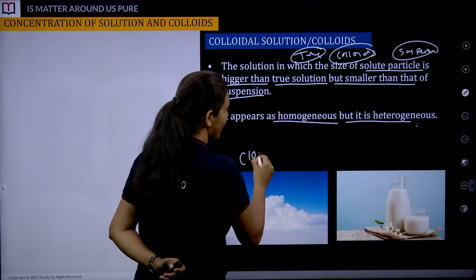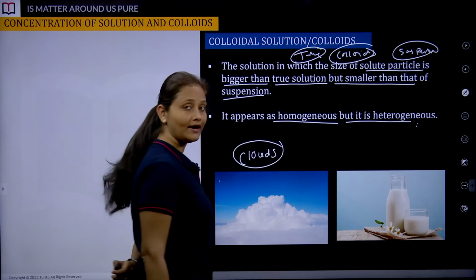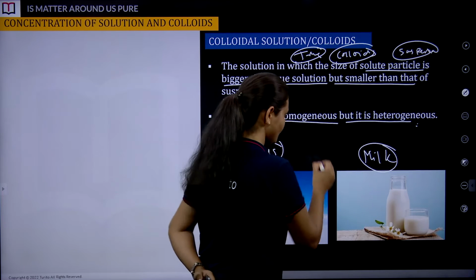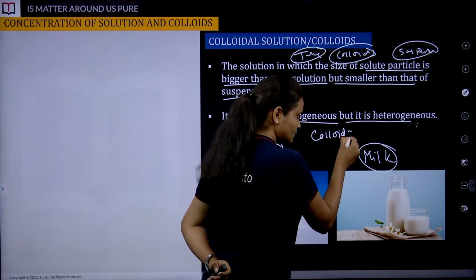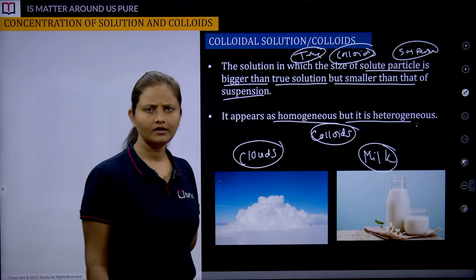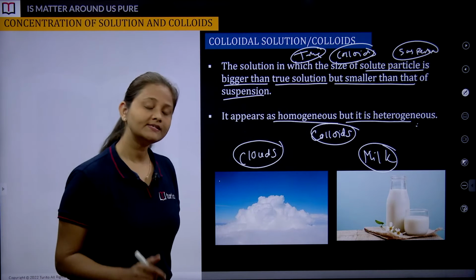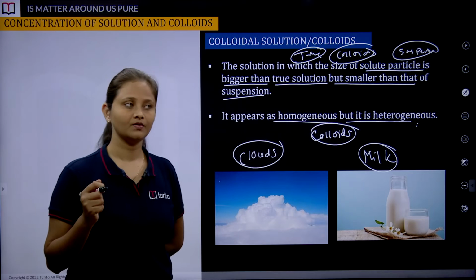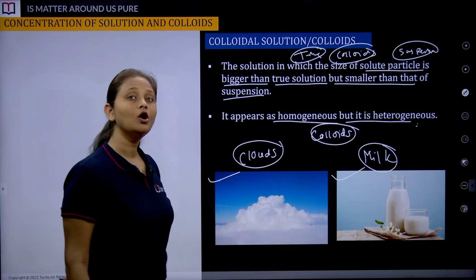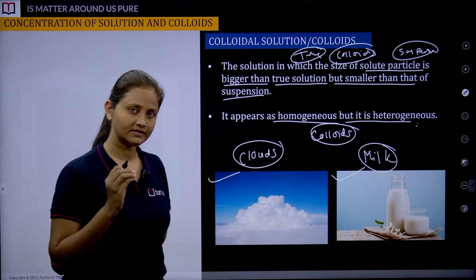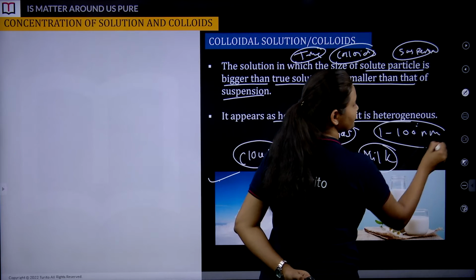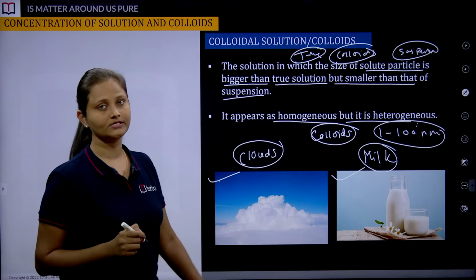Clouds are examples of colloidal solution. Then we have milk. Even milk is one of the examples of colloids. So to our eyes, what do we feel by looking at these examples? We say that they look completely homogeneous, but students, they are colloids. If we look at the nature of these substances, the particle size lies in between 1 to 100 nanometer. That's why we say these are colloids, correct?